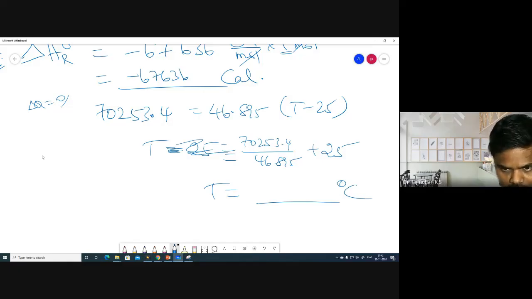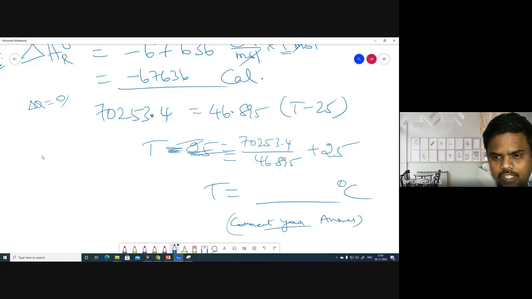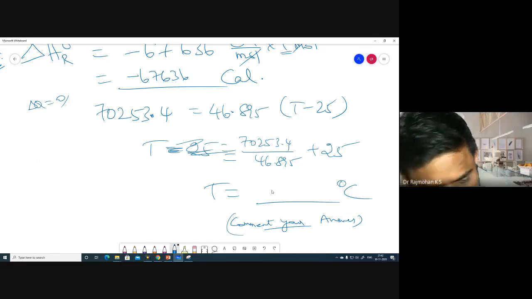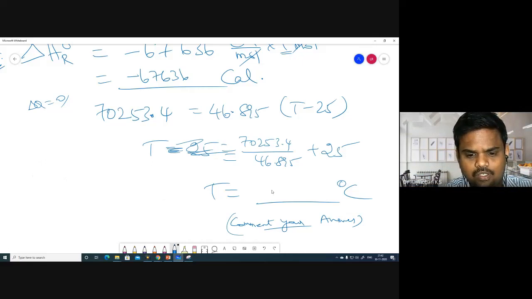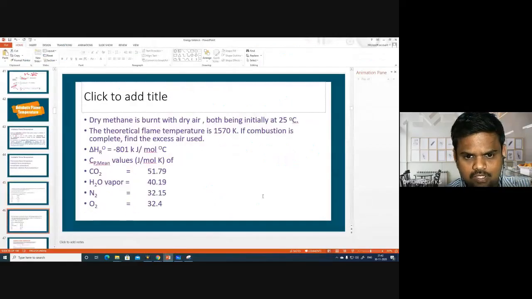So use your calculator and comment your answer. Okay, so you will be getting more than 1200 degrees Celsius, but less than 1600 degrees Celsius. Okay, so this is the way we have to solve the adiabatic flame temperature problems. Okay, so we have another problem for practice.